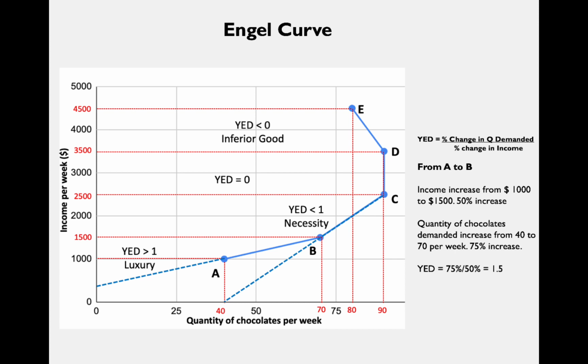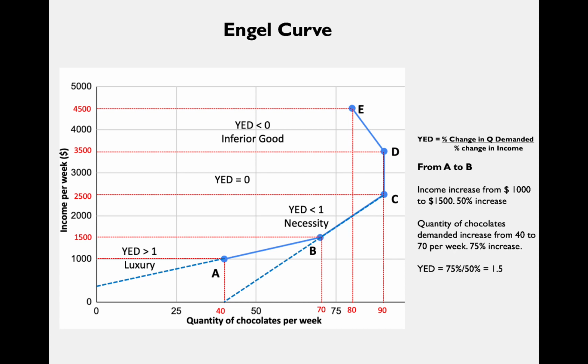When the income increases from 1,000 to 1,500 from A to B, this is a 50% increase. And this 50% increase in income leads to a 75% increase in the quantity of chocolates demanded. As you can see, 40 increases to 70 units per week. What we do is we put 75% over 50%, and that gives us 1.5.